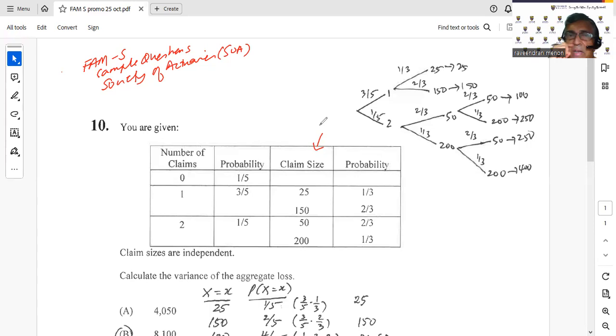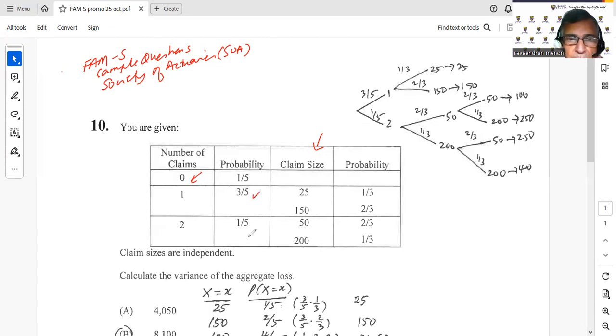We are asked to work out the variance of the aggregate loss. Now, one way you can deal with this is I have shown you a tree diagram. It may help. So you can look at it and take that apart. So first, you can either have one claim or two claims. I didn't bother about the zero claim because it's not going to materially affect my answer. Zero multiplied by anything is zero. So I've got one claim, two claims.